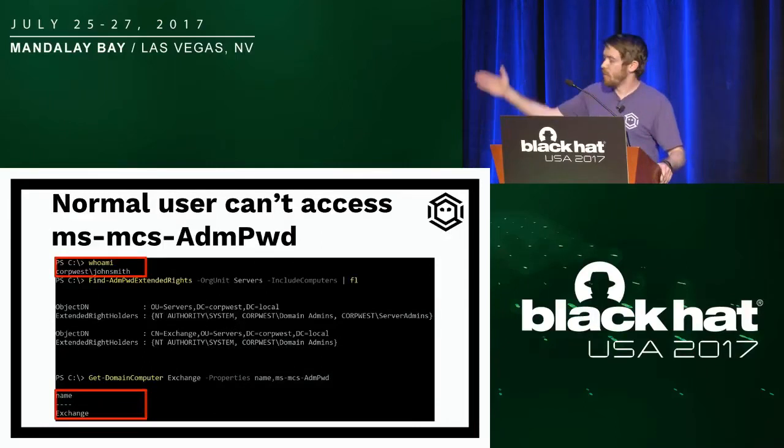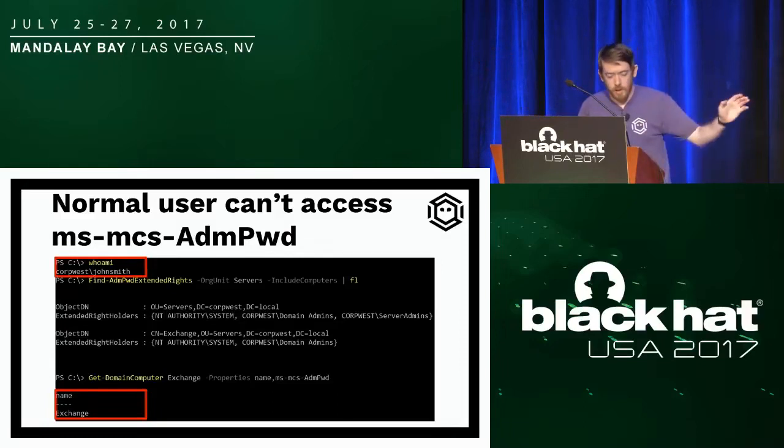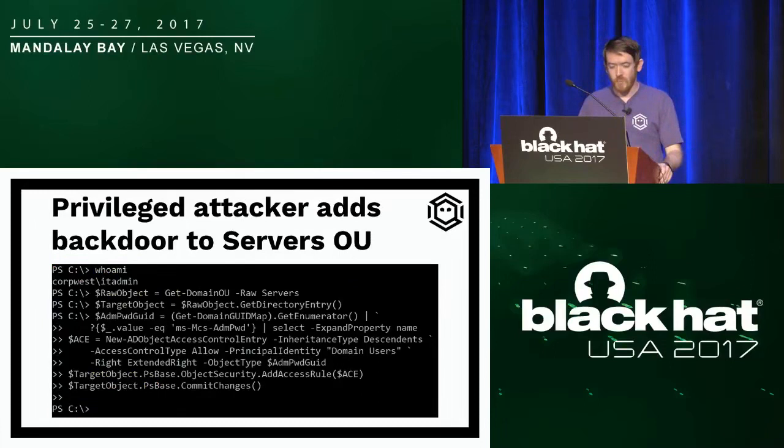So, example. A normal user can't read the ms-Mcs-AdmPwd password. This is what we want. This is normal. So we have John Smith. You know, he can't, at the bottom there, get the password for the Exchange computer. He can't actually read the password. And you see, running that LAPS commandlet to find admin password rights for servers, under extended rights holders we have System, Domain Admins, and Server Admins. So that shows that John is not part of Server Admins because he doesn't have that group delegated right.